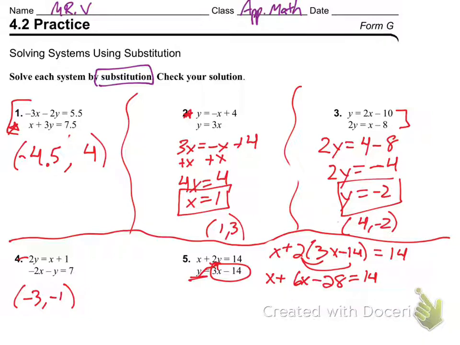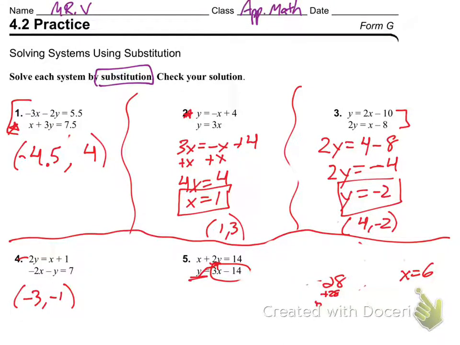So I'm going to combine like terms, and then I'm going to add 28 to each side. So I'm going to have 7x is equal to 42, divided by 7. x is going to be equal to 6. So I'm going to keep that. You guys are going to keep this work there. I'm just running out of room.